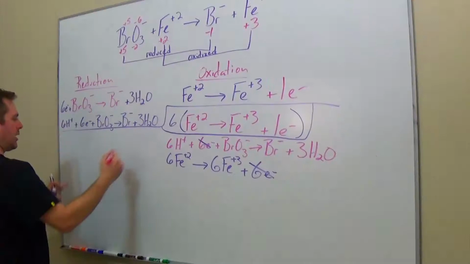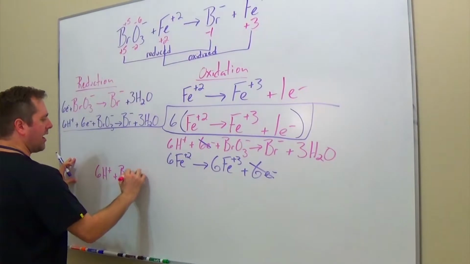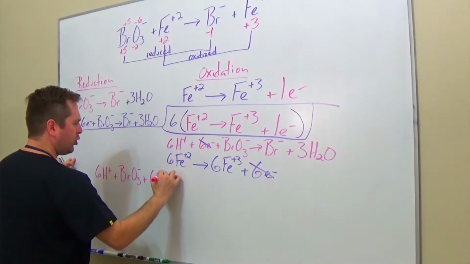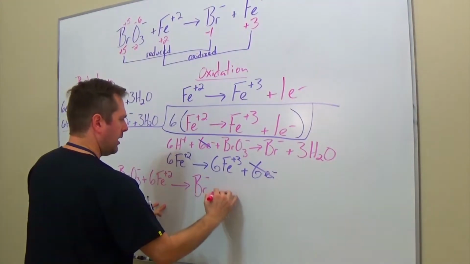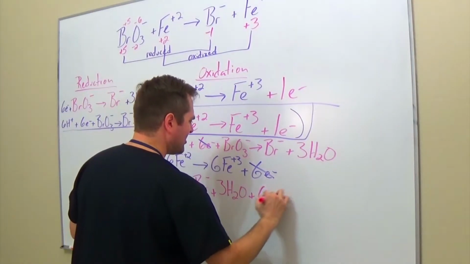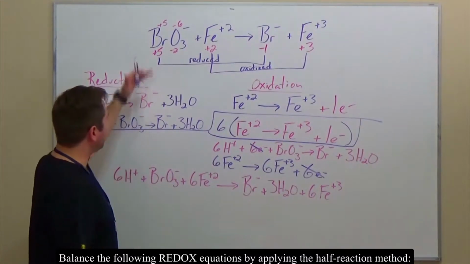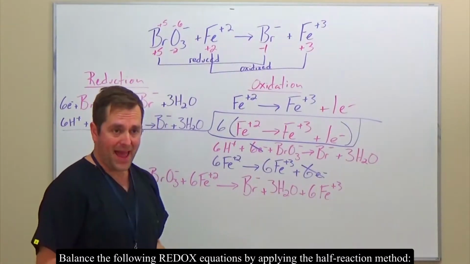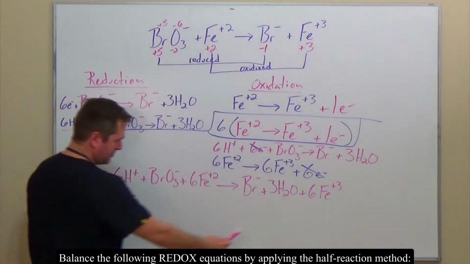We'll do it, here we go. I'll say 6 hydrogen ions plus the bromate ion plus 6 iron 2 ions yields bromide ion plus 3 water plus 6 iron 3s. Okay. Any spectators that we need to bring down? Nope. We have all the constituents from the original reaction. Last step, guys, balance. Make sure everything's balanced. Okay, start with the metals. 6 iron. 6 iron.